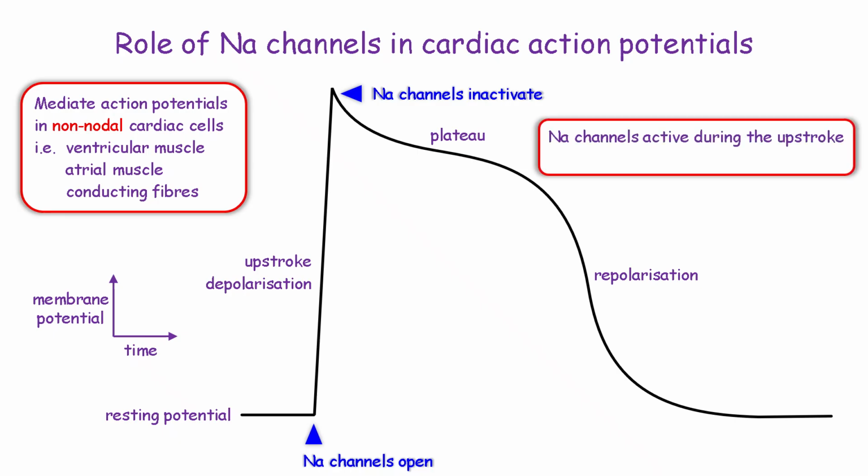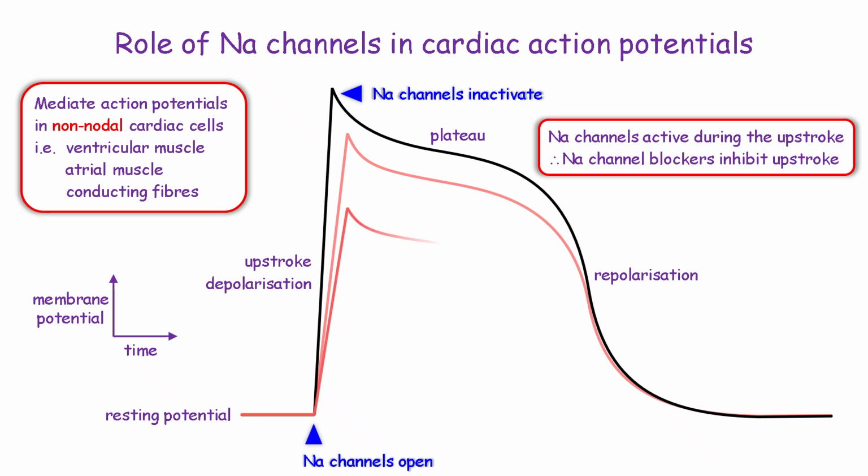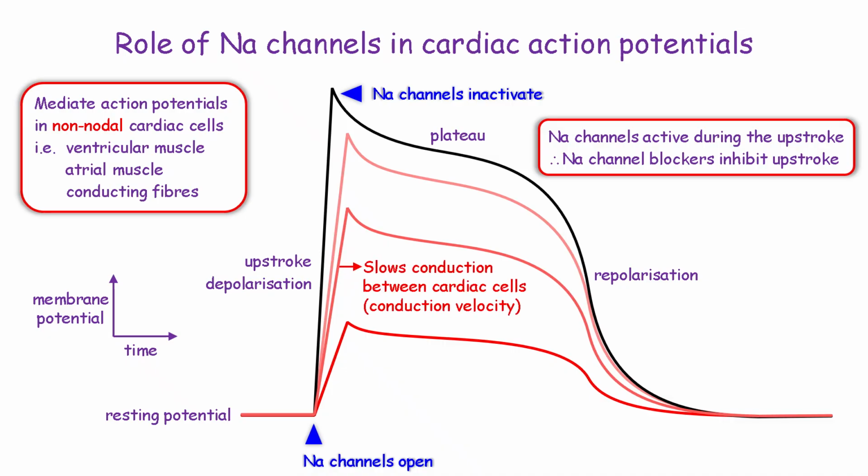As a result, sodium channel blockers are expected to inhibit the upstroke, leading to a slower rising action potential with a reduced peak amplitude. The degree of inhibition increases with higher drug concentrations. This slower depolarization causes a reduction in conduction velocity, meaning the electrical impulse travels more slowly between cells.